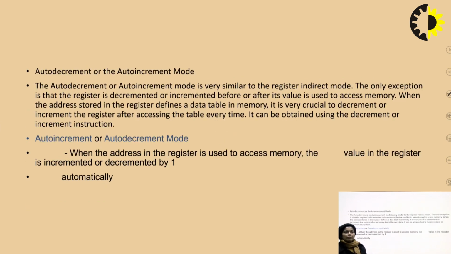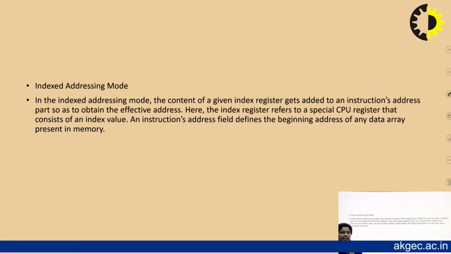There is also an auto increment and auto decrement mode. We can discuss it here with the questions. Auto increment mode is the same as register indirect addressing mode, but the register will be incremented by one after the execution of the instruction. So this is the auto increment. In the auto decrement, whatever the register size, the effective address will be lesser by 1, meaning you are decrementing the register. That is the auto decrement.